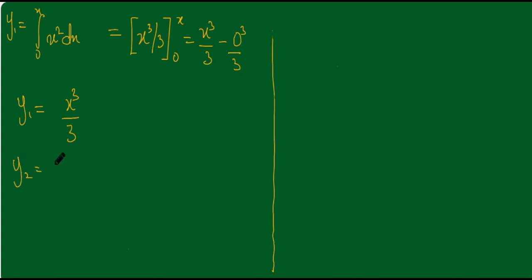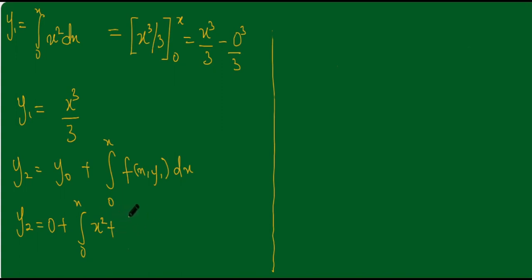y2 now becomes y naught plus the integral between 0 and x of f(x, y1) dx. Notice that in the first iteration, we used our f(x, y naught). But in this case, we are using our f(x, y1) because our n now is 2. So we have our y2 to be equal to 0 plus the integral between 0 and x of x squared plus, now we substitute y1, which is x cubed over 3, x cubed over 3 all squared with respect to x.